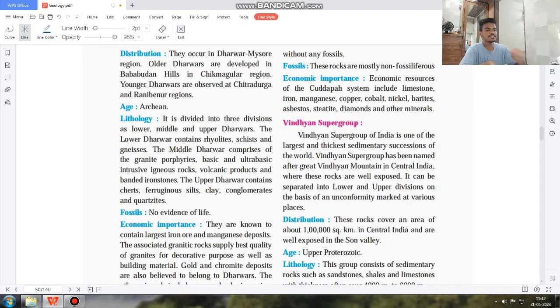Now how can you remember this much? Now this is not any learning subject. This is not history to remember so much. This is geology. Just remember the key points. I'm just giving you underlining. Just remember that. Distribution: found in Dharwar, Mysore region.